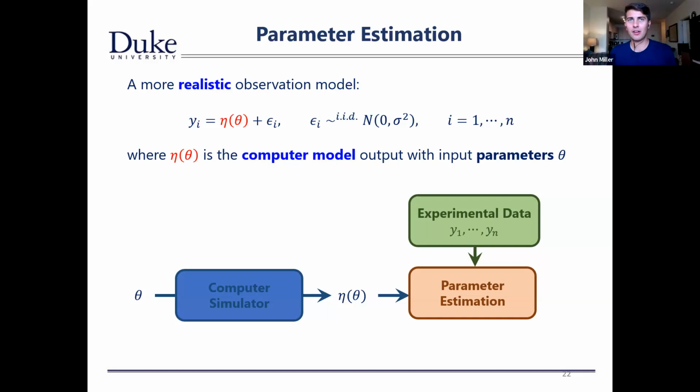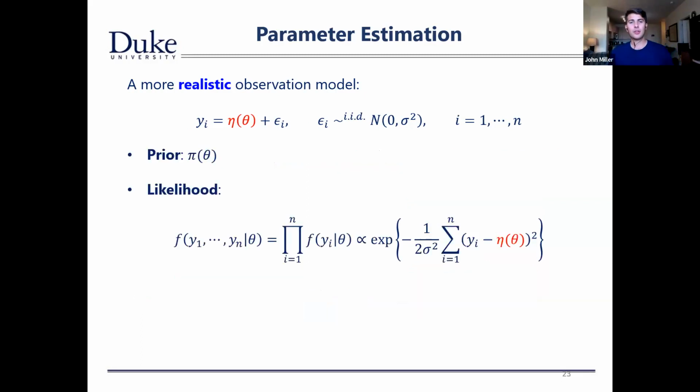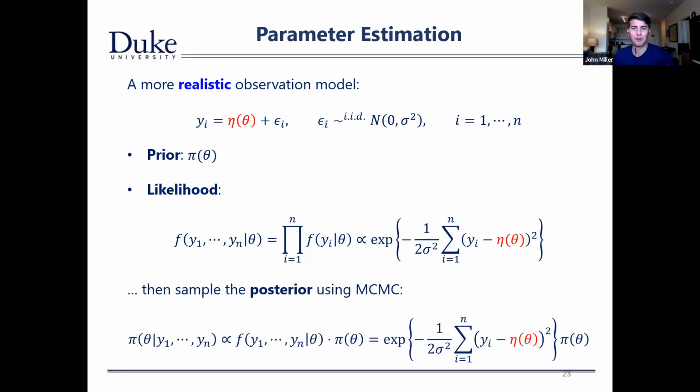In our use cases, this eta of theta will be the computer model that we're interested in working with. The idea is we match experimental data with some computer simulator, and we use those together to do some sort of parameter estimation. Here, as before, if eta is just a deterministic function, then our likelihood is still Gaussian, still normally distributed, so we can just fit this eta of theta into the normal likelihood and then sample from our posterior distribution using MCMC as before. So that's great.